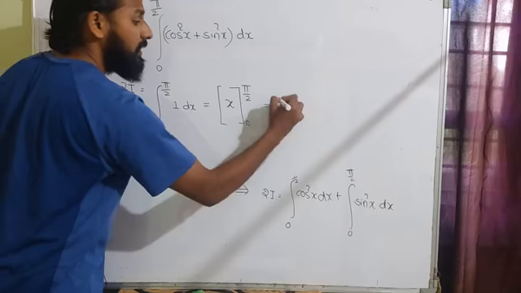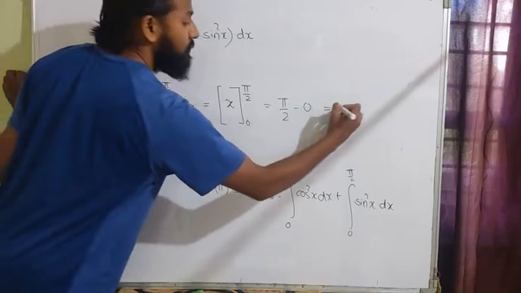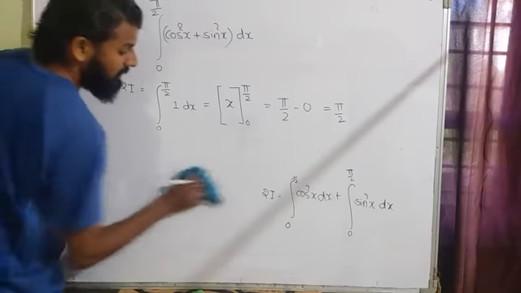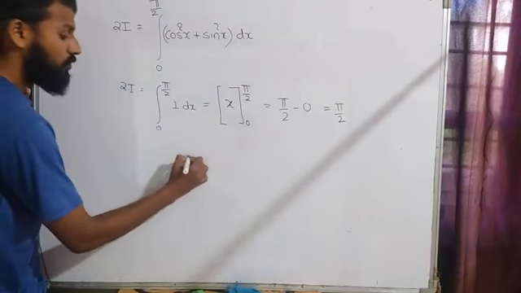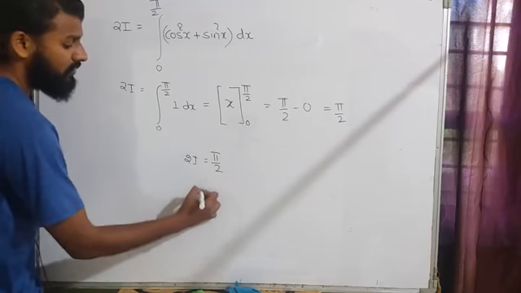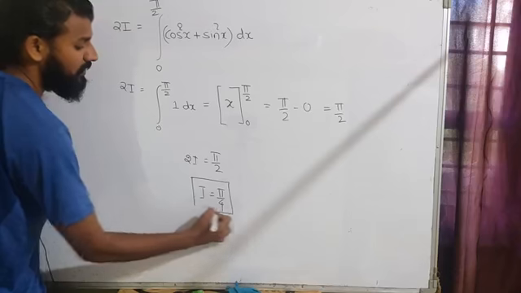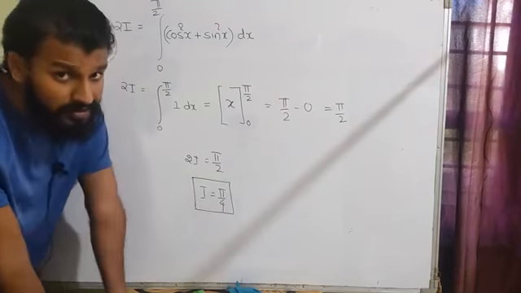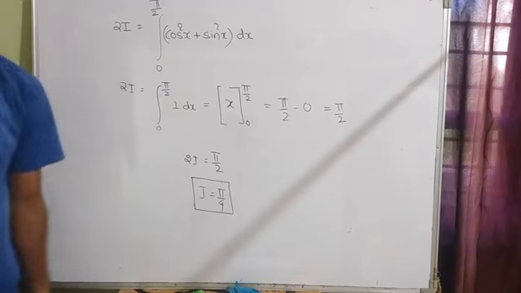Now the upper limit, that is pi by 2, minus the lower limit, that is 0, gives me pi by 2, isn't it? Here in the LHS what we have is 2I, right? So 2I is equal to pi by 2. Now 2 goes this side, so I is equal to pi by 4 will be our answer. So this is how we have solved it by using the properties. If you don't want to use the properties, you can use the regular method, then also you will get the same answer, that is pi by 4, my dear friends.